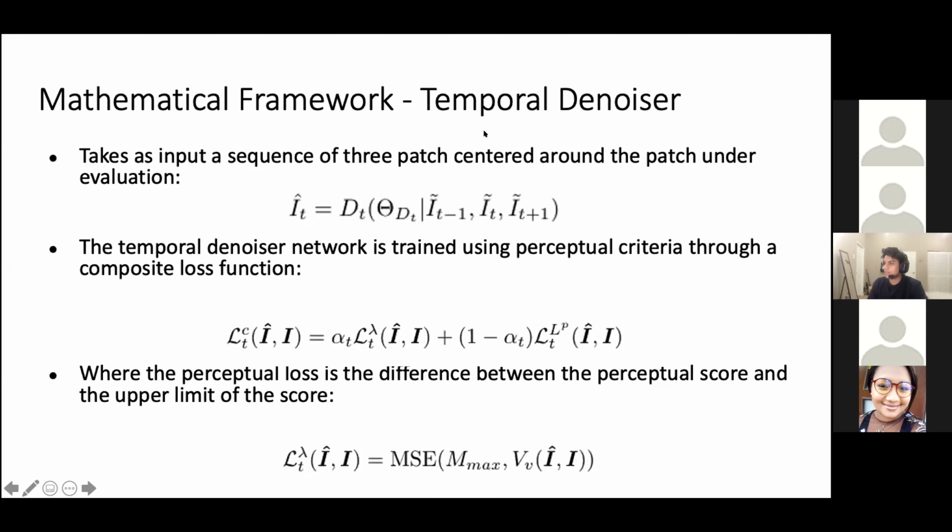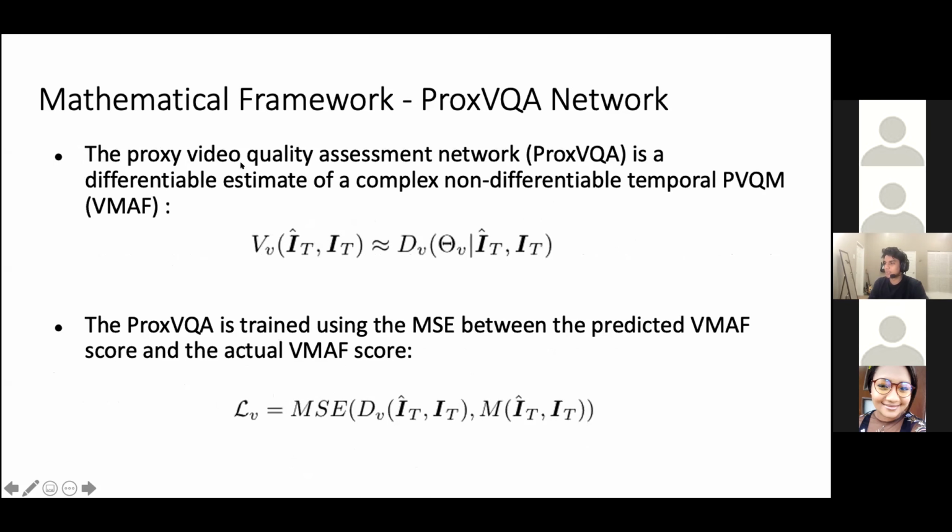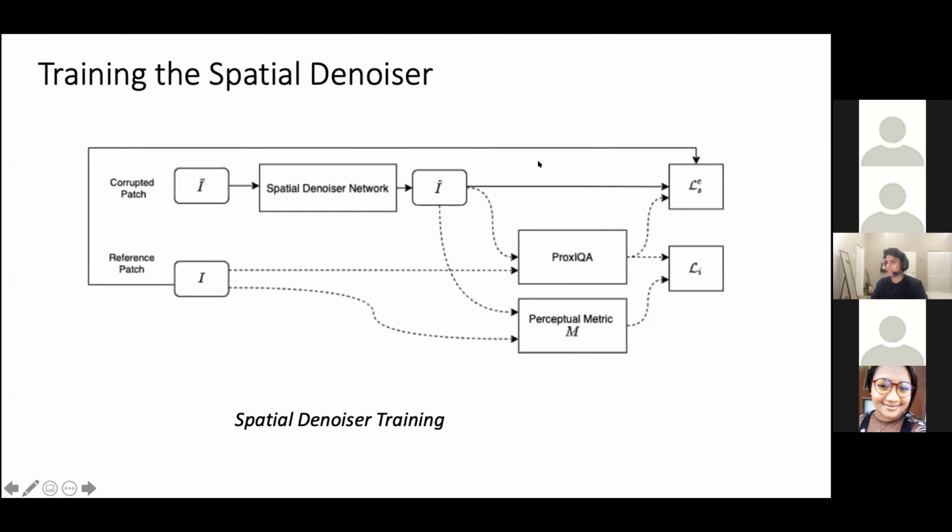And for the temporal denoiser, we have a proxy network that estimates temporal VMAF. So temporal VMAF is different to spatial VMAF. They use different characteristics in defining the final score. So we use a ProxVQA network, proxy video quality assessment network, as a differentiable estimate of a complex non-differentiable VMAF. So this ProxVQA is trained on the difference between the predicted VMAF score and the actual VMAF score. It seems kind of complex, but hopefully this diagram will help sort out any misconceptions.